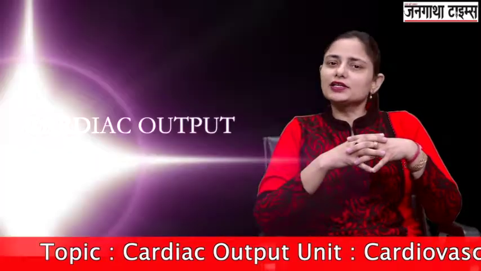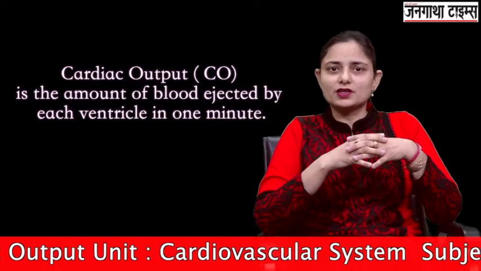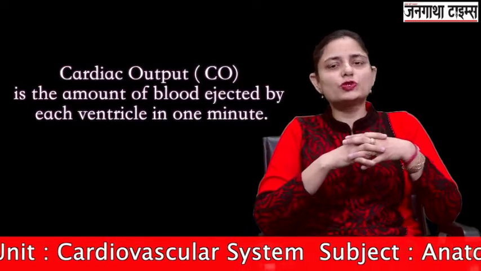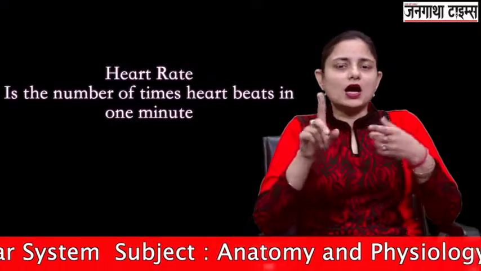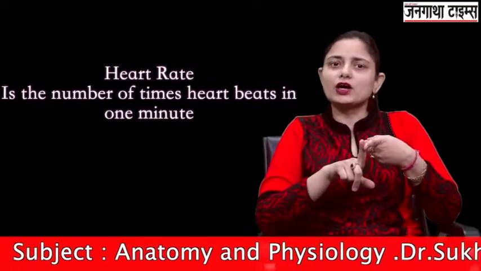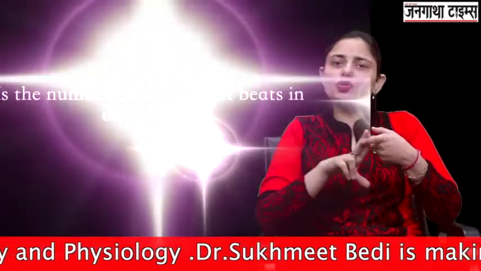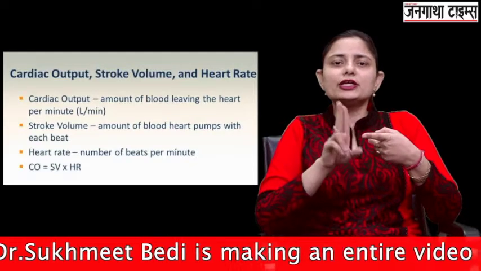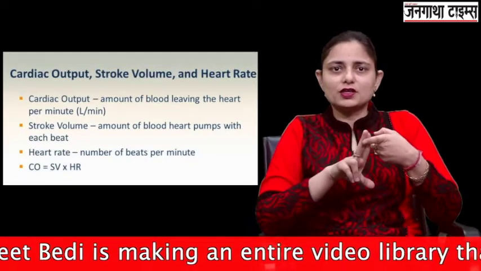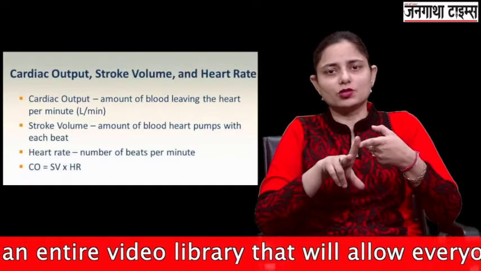Today I'll be explaining the topic cardiac output. Cardiac output is the amount of blood ejected by each ventricle in 1 minute. To compute the cardiac output, we need to know the two factors, that is your heart rate and the stroke volume. Heart rate is the number of times the heart beats in 1 minute. And stroke volume is the amount of blood ejected by each ventricle every beat. So to calculate the cardiac output, we multiply the heart rate with the stroke volume.